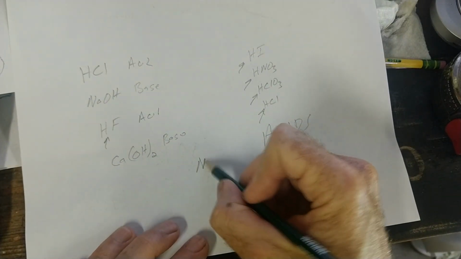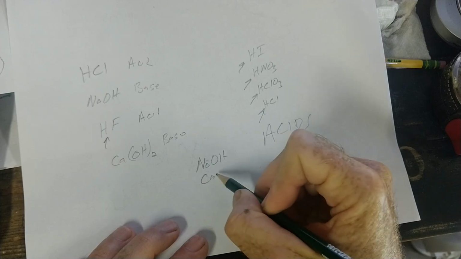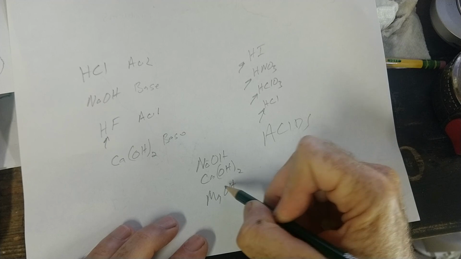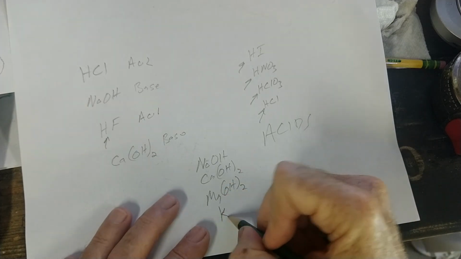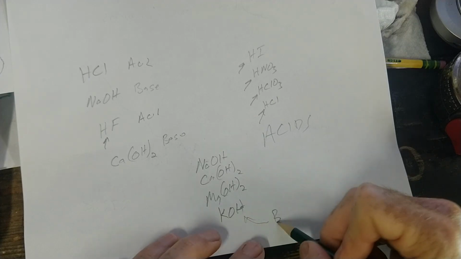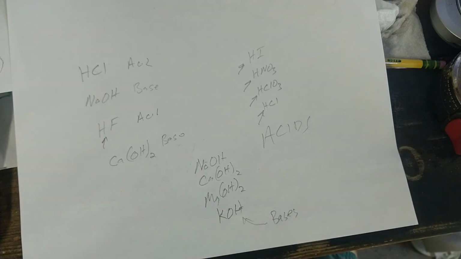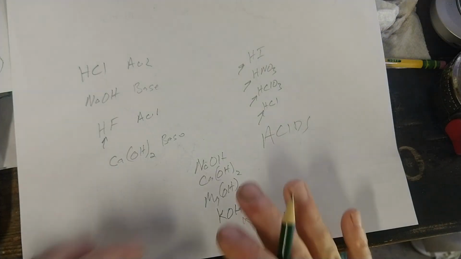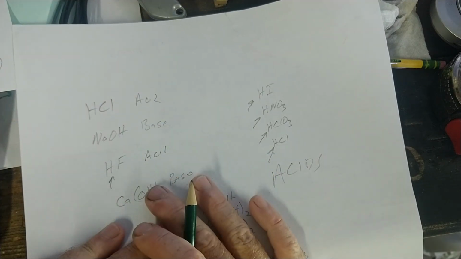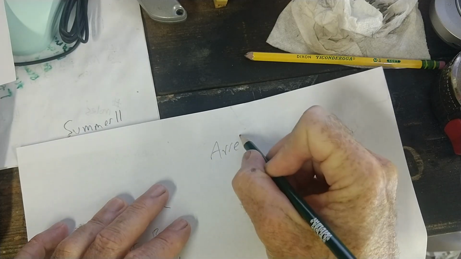And these other guys that end with OH, like NaOH, CaOH2, what about magnesium hydroxide? These guys that end with OH, potassium hydroxide, these are going to make bases, right? These are bases. When they get in the water, they're going to make it basic. Isn't that super easy? Now, this is the simplest way to define acid and bases. And this is the Arrhenius definition.